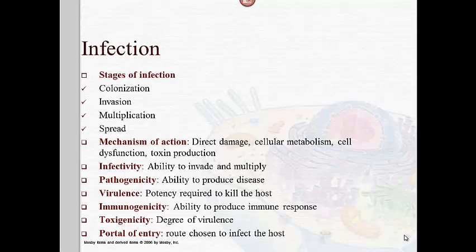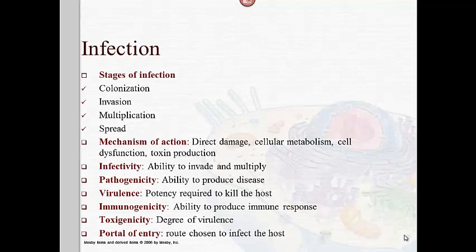So let's review some of the concepts. What is infectivity? It's the ability to invade and multiply of that particular microorganism. What is pathogenicity? It's the ability to produce a disease, because maybe the microorganism could have the ability to invade and multiply, but our adaptive immune system is strong enough and will impede the actual disease process to take place or the host to have symptoms. What is virulence? It's the potency that is required to kill the host.